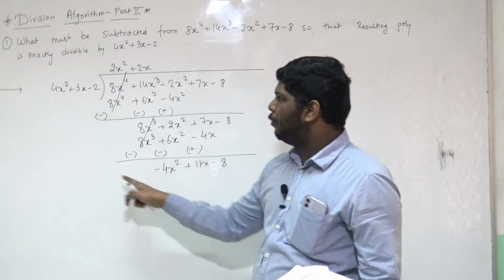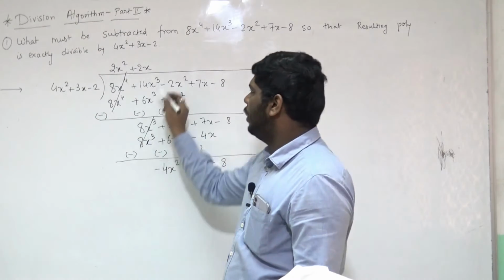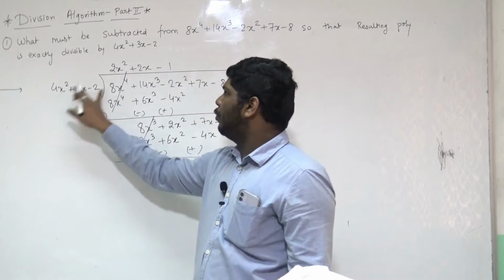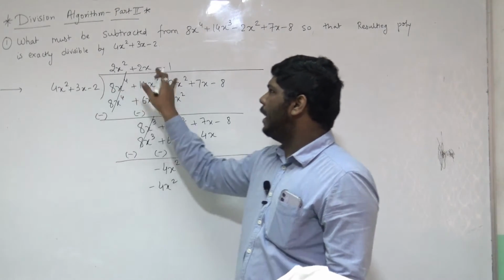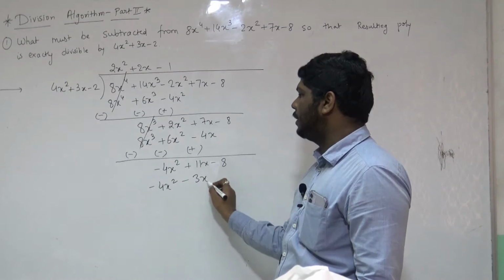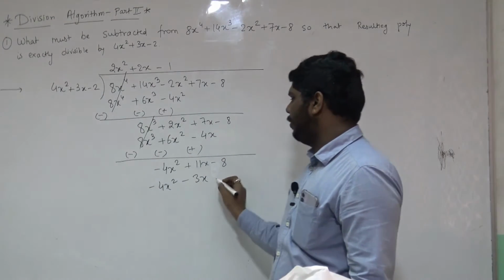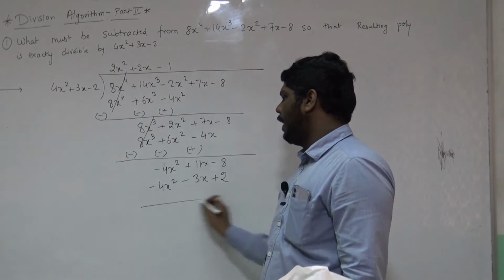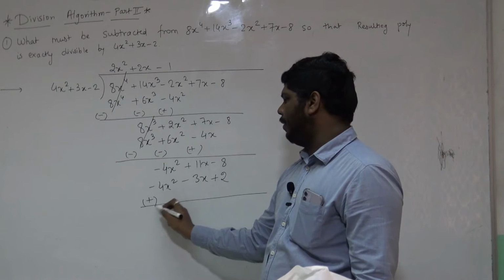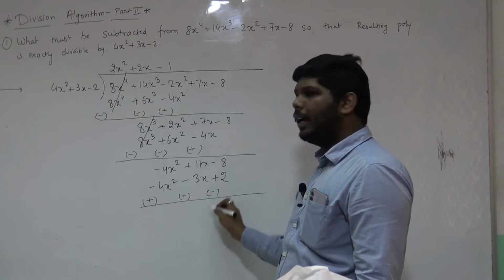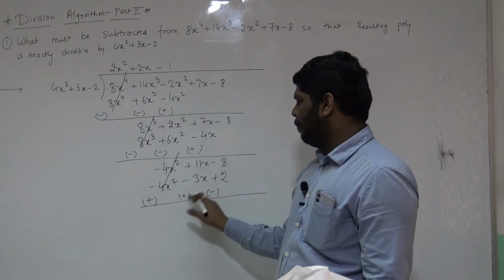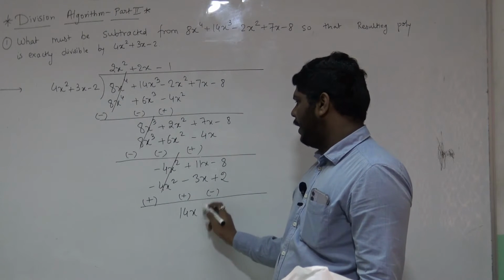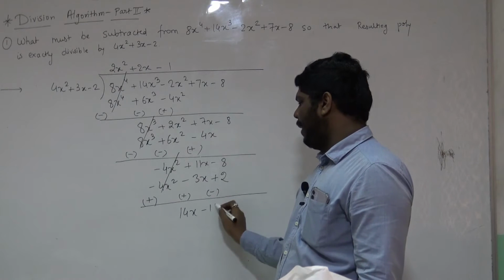So minus 4x square upon 4x square, if you do, you will get minus 1. So 4x square into minus 1 is minus 4x square, plus 3x into minus 1 will give you minus 3x, and minus 2 into minus 1 will give you plus 2. Again change of sign, so this will become positive, positive and negative, correct? So minus 4 plus 4, 0. 11 plus 3 will give you 14x, correct? And minus 8 minus 2 will give you minus 10.